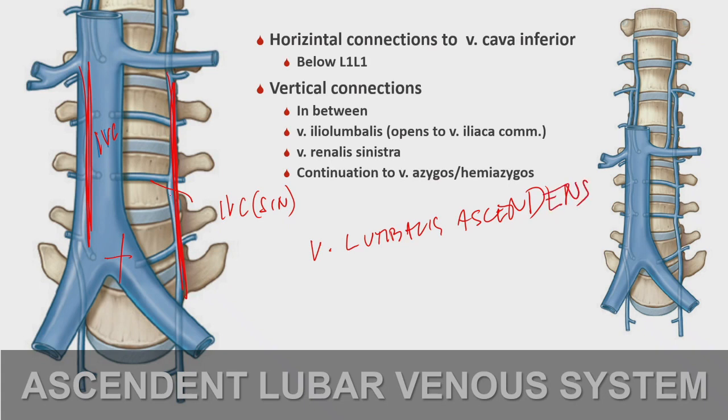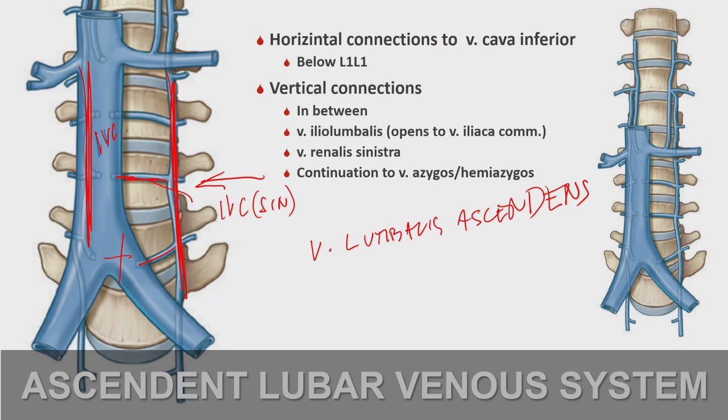And those are connected with lumbar veins, which are going from the lateral part, and they are also bridges to the system of inferior vena cava. And everything is connected together like a web.